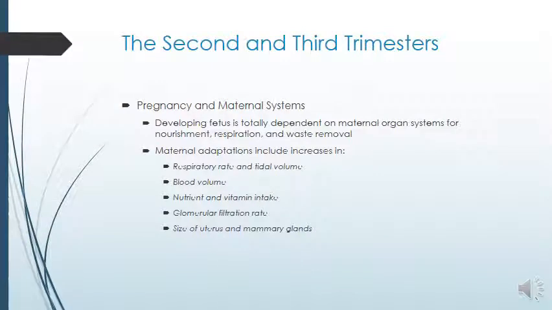Now, during the second and third trimesters, the developing fetus is totally dependent on the maternal organ systems for nourishment, respiration, and waste removal. And in order to accomplish this, there are maternal adaptations, and these include increases in respiratory rate and tidal volume, blood volume, nutrient and vitamin intake, glomerular filtration rate, and the size of the uterus, as well as the mammary glands.